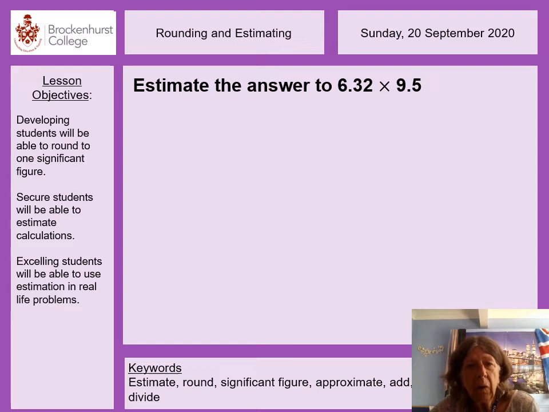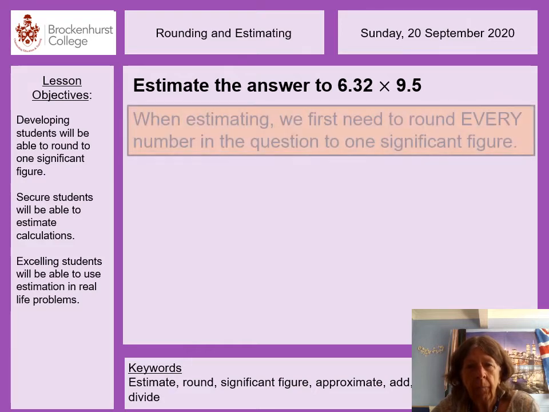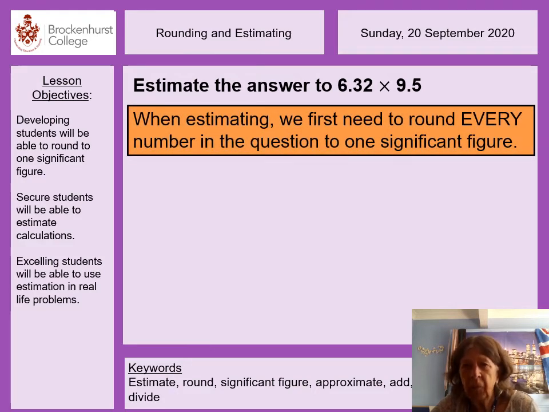We're now going to look at how to estimate answers to calculations. We're asked to estimate the answer to 6.32 times 9.5. When estimating, you first need to round every number in the question to one significant figure. If you have more than one significant figure, you won't get the marks in an exam.